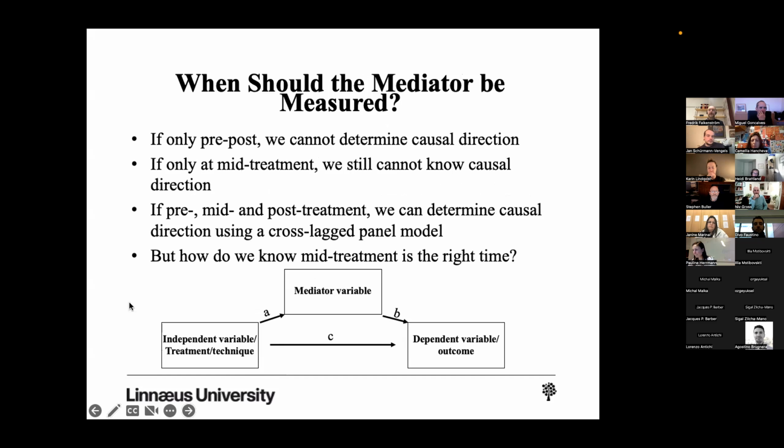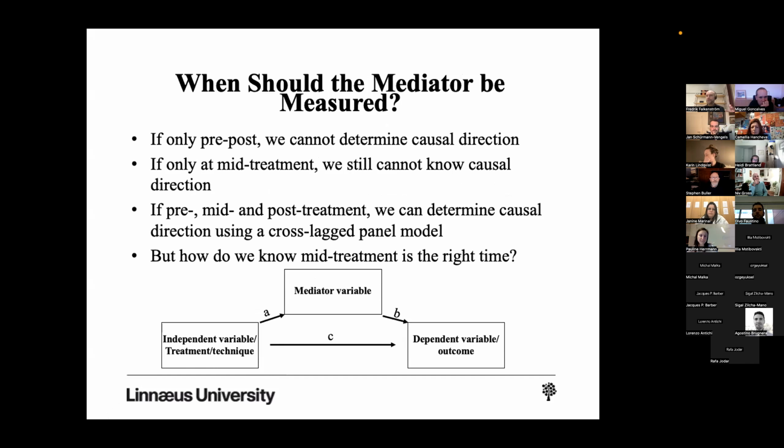And then we also have the problem of when to measure the mediator, because if we only measure the mediator before and after therapy, we have no way really of determining the causal direction between the mediator and an outcome. We only know that they kind of change at the same time, more or less.